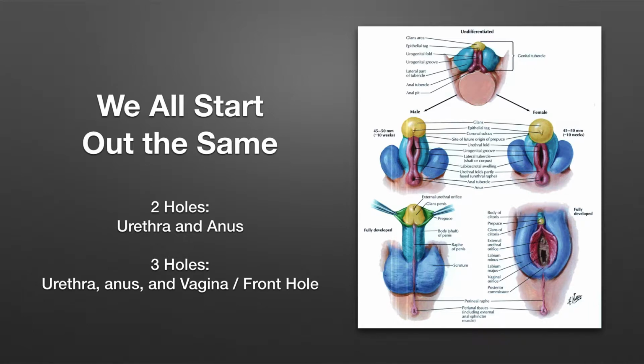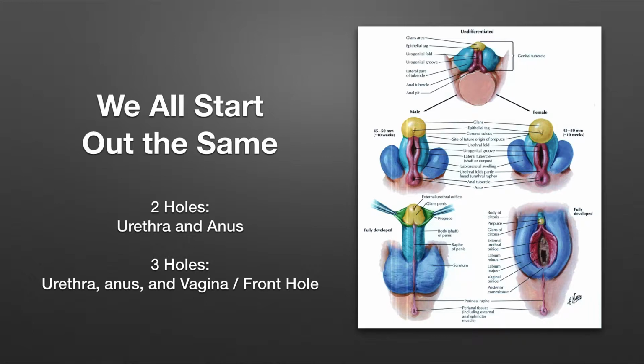The blue is called the lateral tubercle, and that becomes either the shaft on the penis on the left or the hood of the clit on the right. And then the purple is the labioscrotal swelling. So that means that as it develops, it either becomes the outer labia on the right-hand side picture, bottom right, or it becomes the scrotum on the bottom left. So because we all start out the same, this helps us understand that as human beings, we either have 2 holes or we have 3 holes.